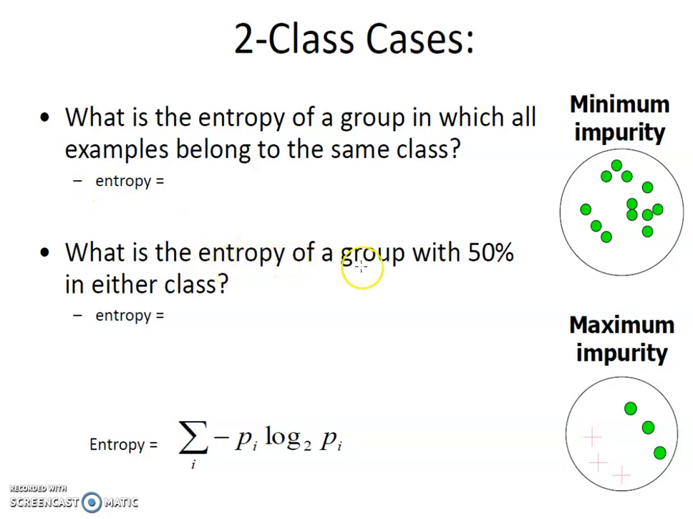Next scenario is when there is a 50% chance. There are 6 instances and 3 instances follow the plus and 3 instances follow the green ball. Then what is the entropy?